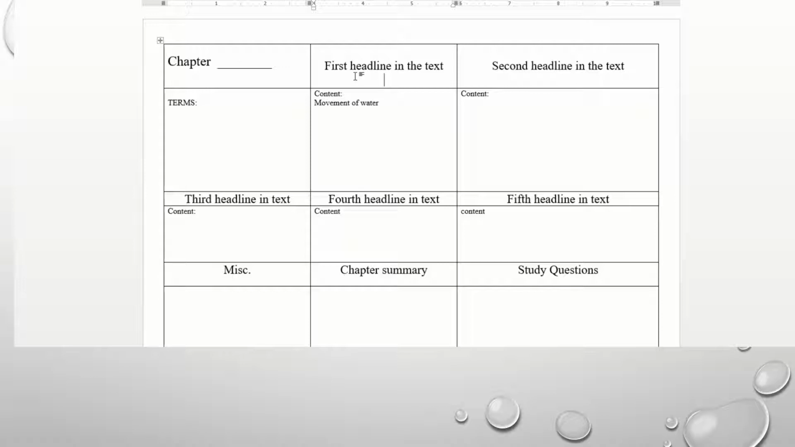You have review of concepts and processes. Go ahead and look over that yourself, and then move on over to the right side of the page where it says movement of water. So let's talk about how we balance water and electrolytes in our body.